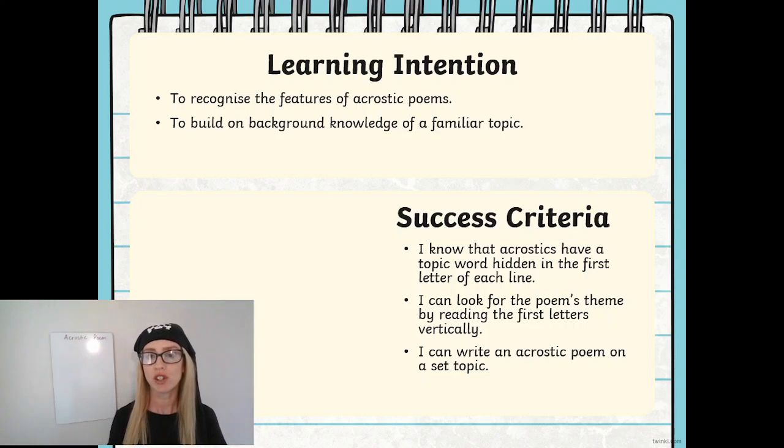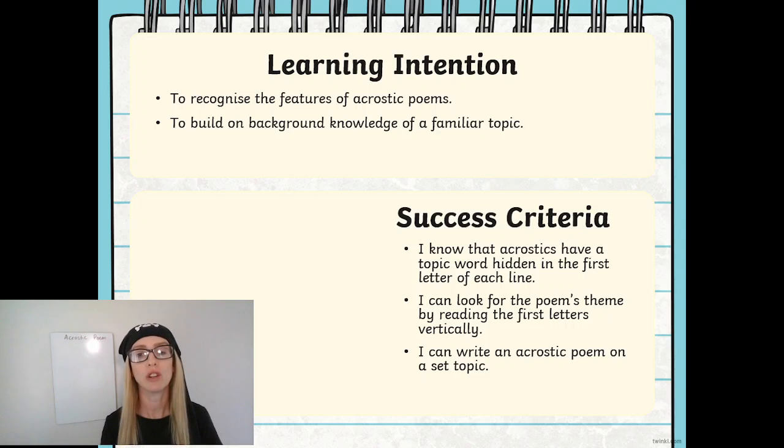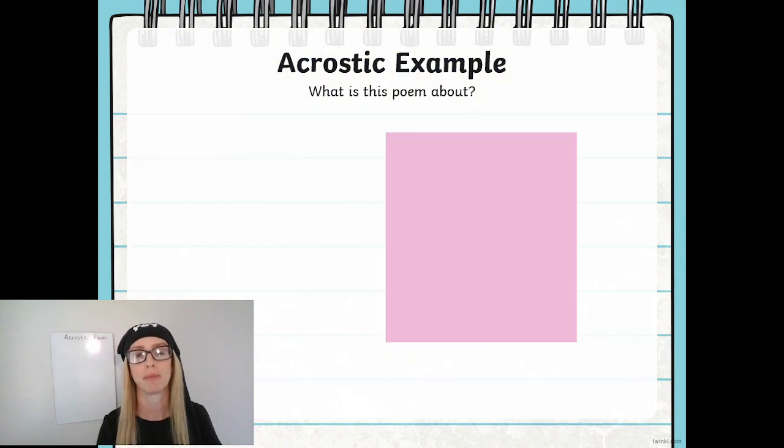Our success criteria is that I know that acrostic poems have a topic word hidden in the first letter of each line, and I can look for the poem's theme by reading the first letter vertically. I can write an acrostic poem on a set topic is also the success criteria we're looking at today. So let's have a look at another example.